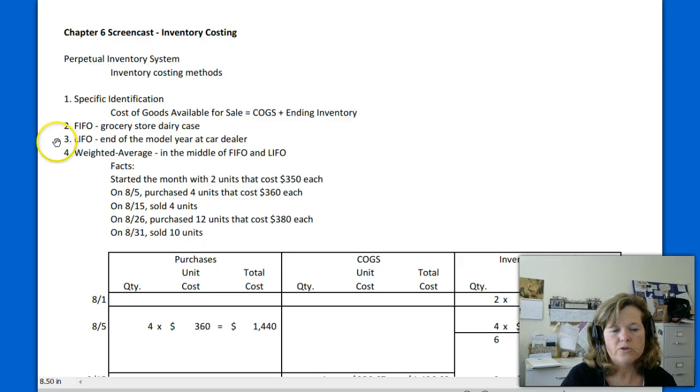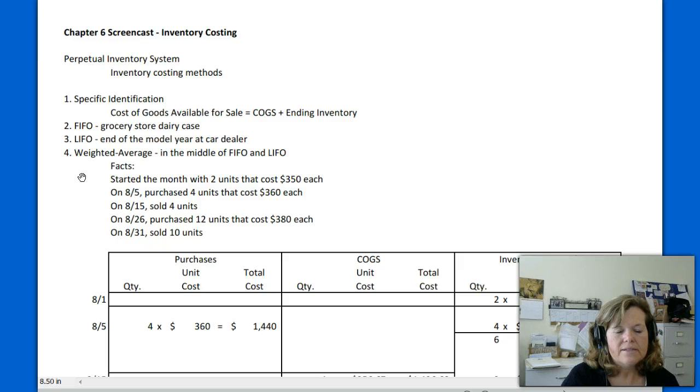Okay, so those are the first three. The last method is called weighted average. And weighted average requires more calculations. That's the one I'm going to go through a detailed example of. The costs end up somewhere between FIFO and LIFO for weighted average. So it's kind of like an average method, kind of like what it sounds like.